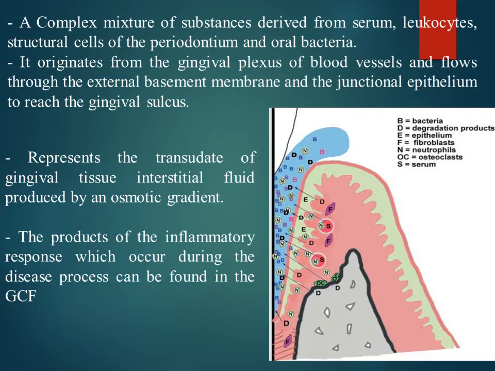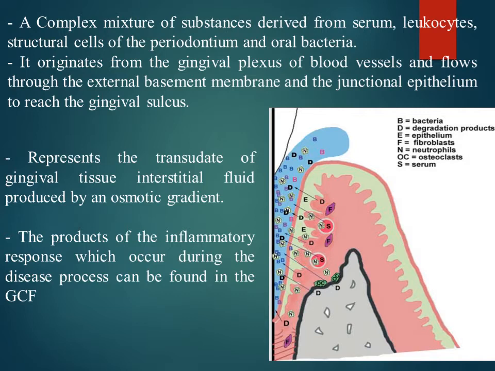So basically, this GCF is originating from the gingival plexus of blood vessels. So we all know that gingiva is highly vascular and it is supplied by the periodontal plexus, the periosteal vessels, and the gingival plexus. So all this vasculature is going to give rise to your GCF. And this GCF will flow through the basement membrane and cross the junctional epithelium and reach the gingival sulcus.